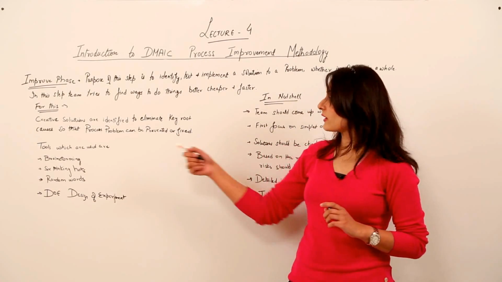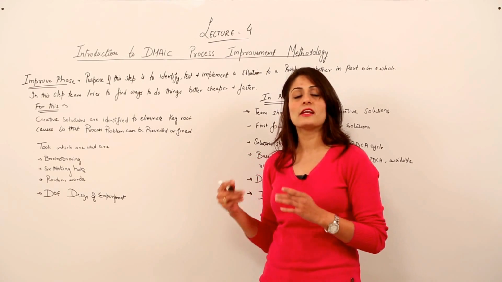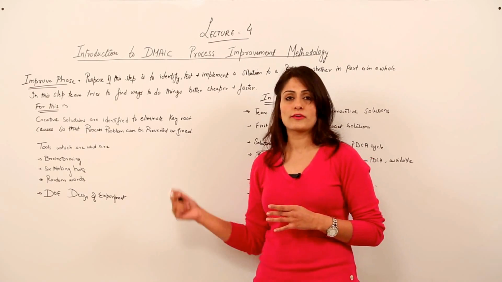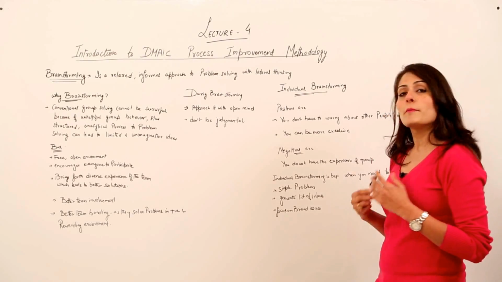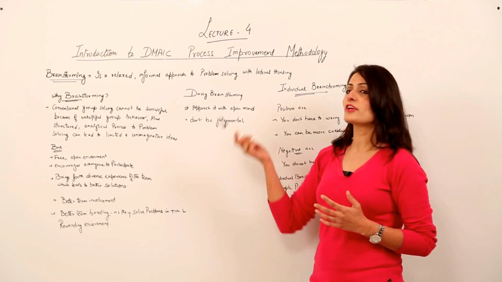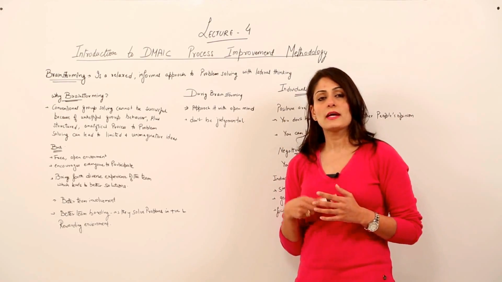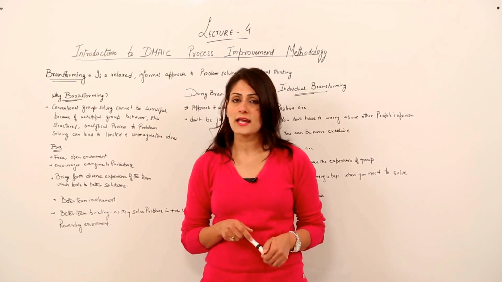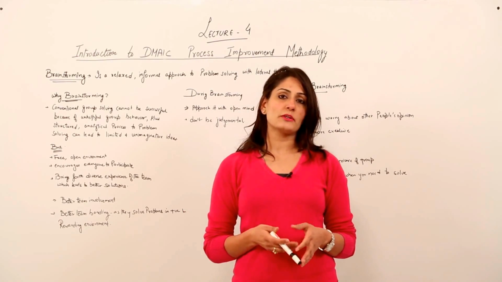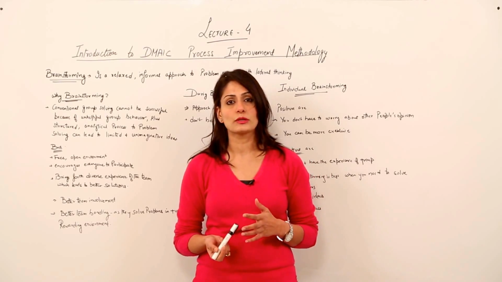Now let's take these two techniques, brainstorming and six thinking hats, in a little detail so that you know what they are. Let's understand what brainstorming is. Brainstorming is a relaxed, informal approach to problem solving with lateral thinking. This technique was developed by Alex Osborn, who was a marketing executive, and he first published it in his book Applied Imagination in the year 1953.